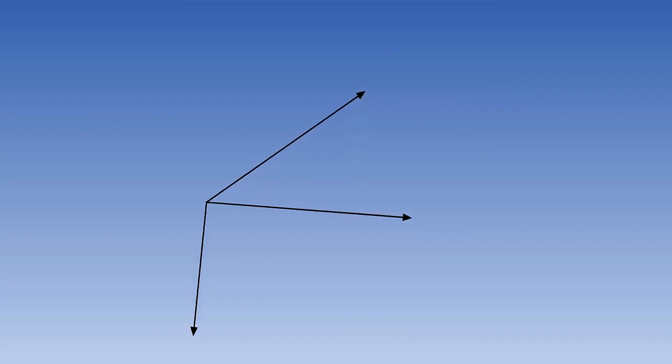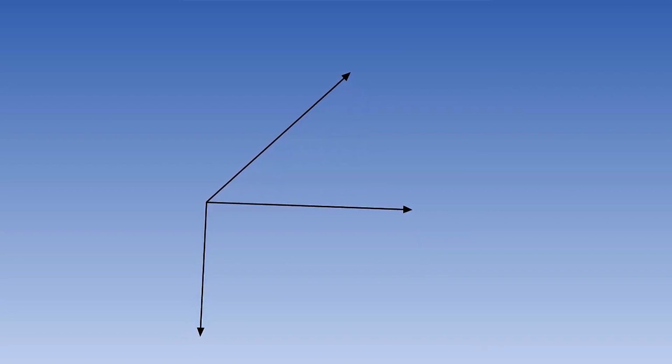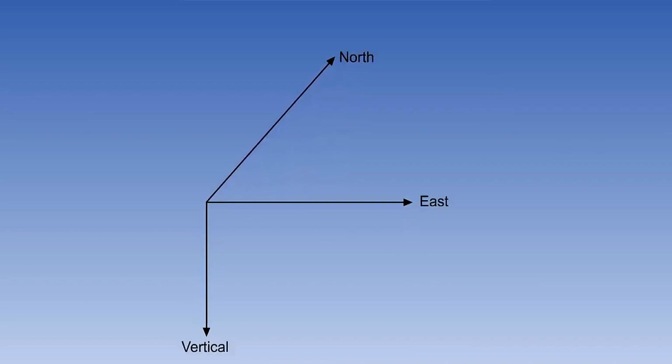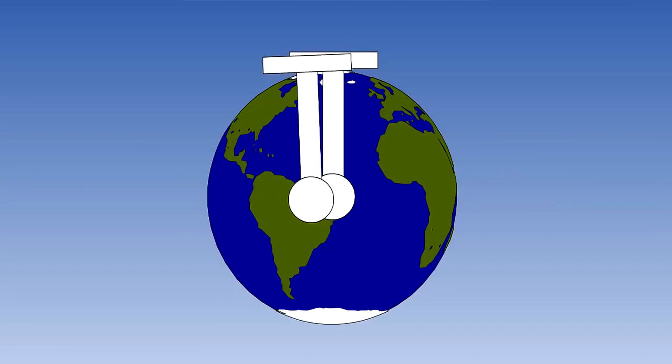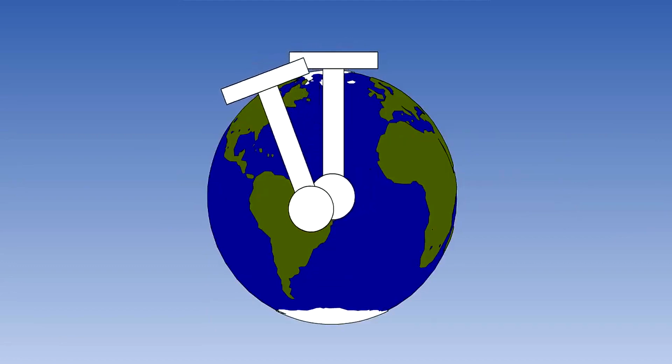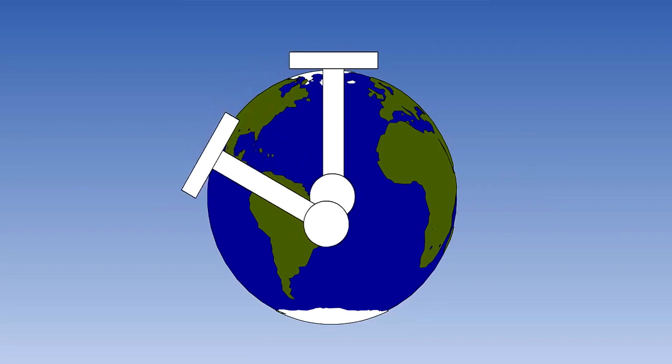Conversion of longitudinal, lateral and normal axis of the aircraft into the directions of north, east and earth vertical is carried out by process of mathematical modeling known as axis transformation. Ring laser gyros are subject to the normal laws of gyrodynamics and therefore need to be corrected for earth rate and transport wander. Use of a strap-down system does not avoid the errors associated with INS.